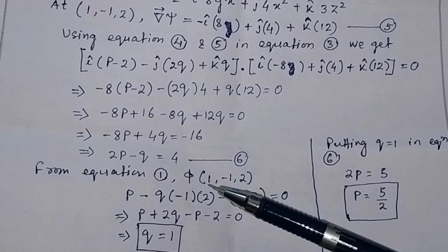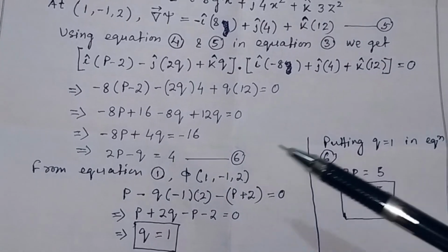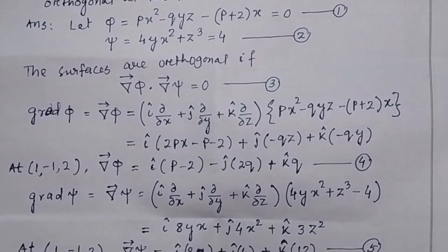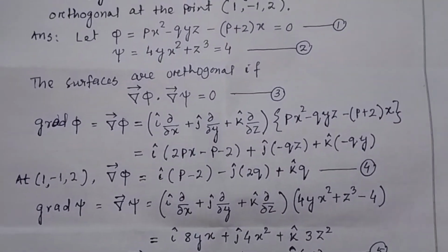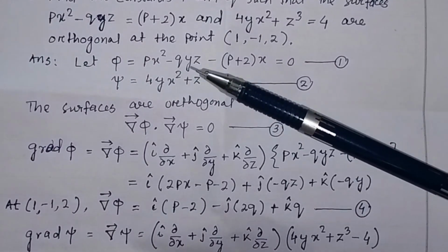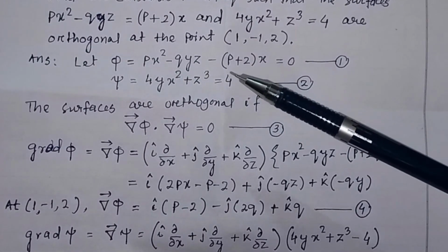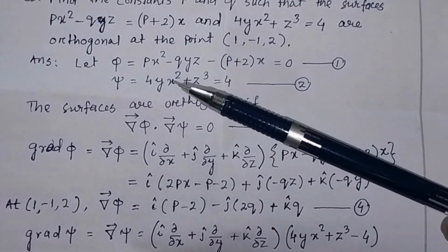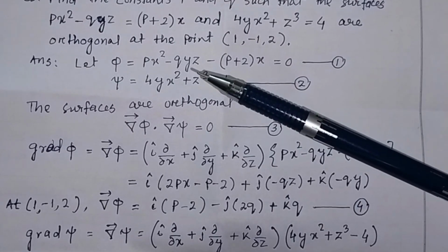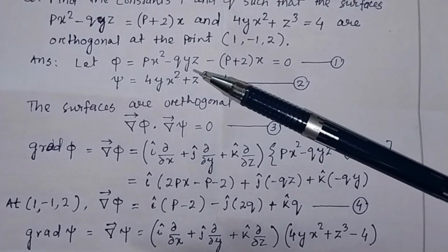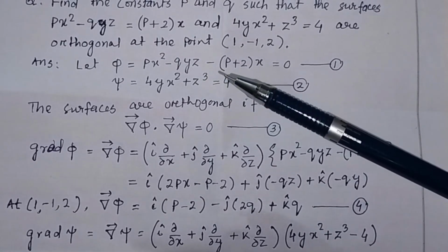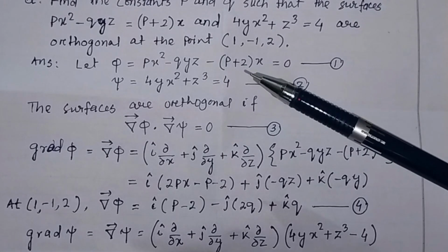So you put in equation 1 the point (1, -1, 2). If you put in equation 1 the given condition, you put the value of x equal to 1, y equal to -1, and here there is no z. So if you put here, you will get p minus q into, you put the value of y equal to -1 and z equal to 2. So that will be equal to 2q. Okay, minus p plus 2 into 1.